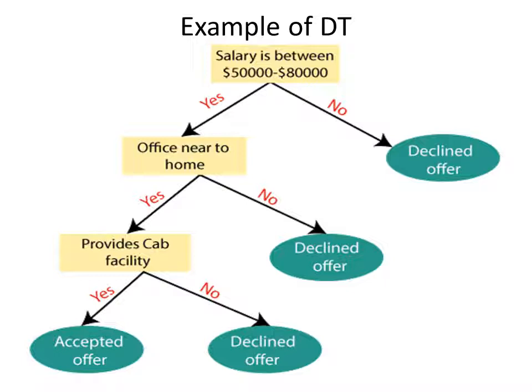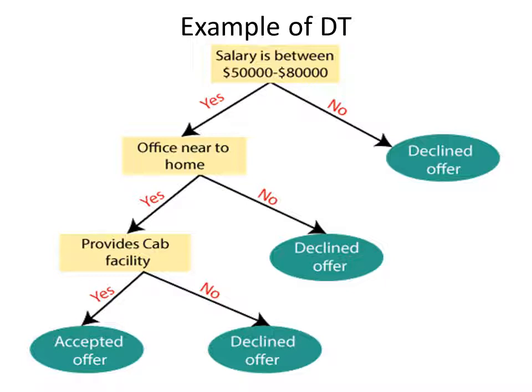So for accepting the offer, we have some criteria. For this example, if the salary is between $50,000 to $80,000, then the algorithm checks yes or no. If it is no, if the salary is not between these two, immediately decline the offer. The person declines the offer.